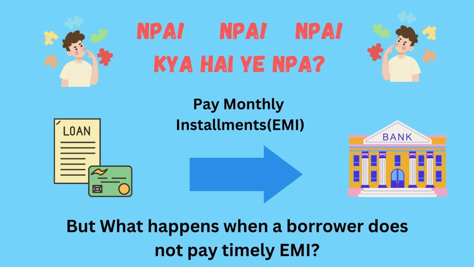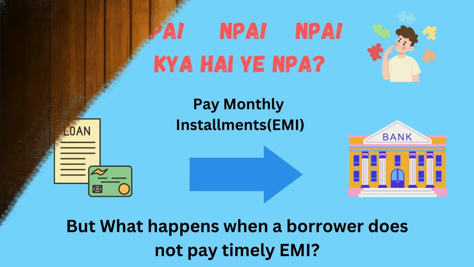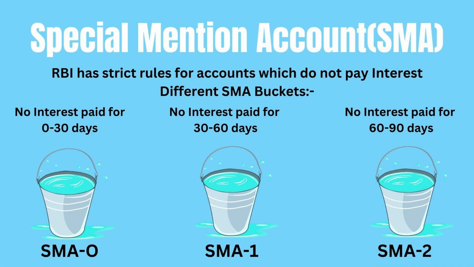NPA. What is this NPA? Gross non-performing assets and net non-performing assets. So what really happens is the bank gives out loans to its borrowers and the borrowers pay EMI every month. But sometimes some borrowers do not pay their EMIs on time, and there starts the problem. The Reserve Bank of India is very strict in classification of those borrowers who do not pay their EMIs on time. Once a borrower does not pay an EMI on time, as you can see on the screen, they are classified into a special mention account.